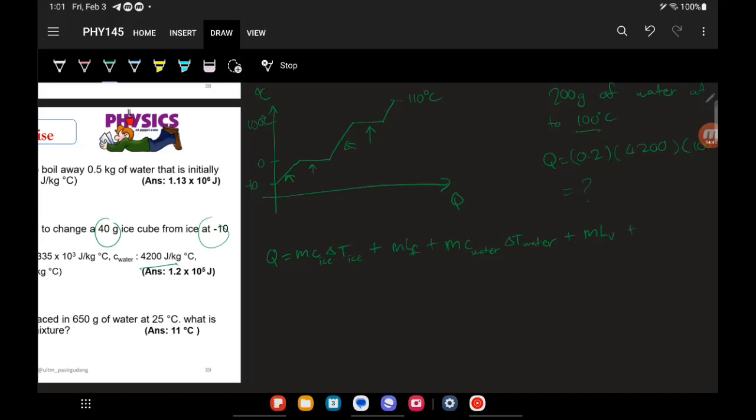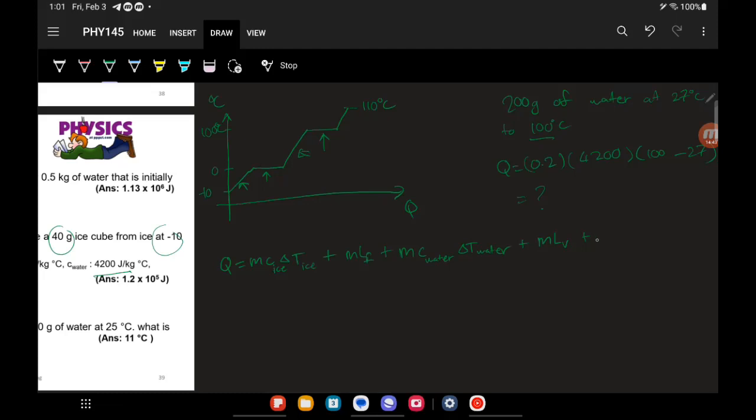And then after everything becomes steam, the same mass as well, the specific heat capacity will be that of steam, and the temperature change will be the temperature of steam.